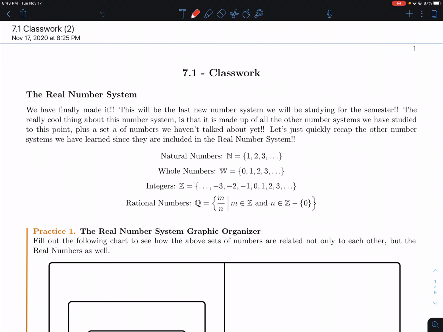So, we're moving into the final unit of the semester, and this is all about decimals and the real number system. This actually builds on everything that we've talked about up to this point and combines all the number systems that we've learned into one giant number system called the real number system.